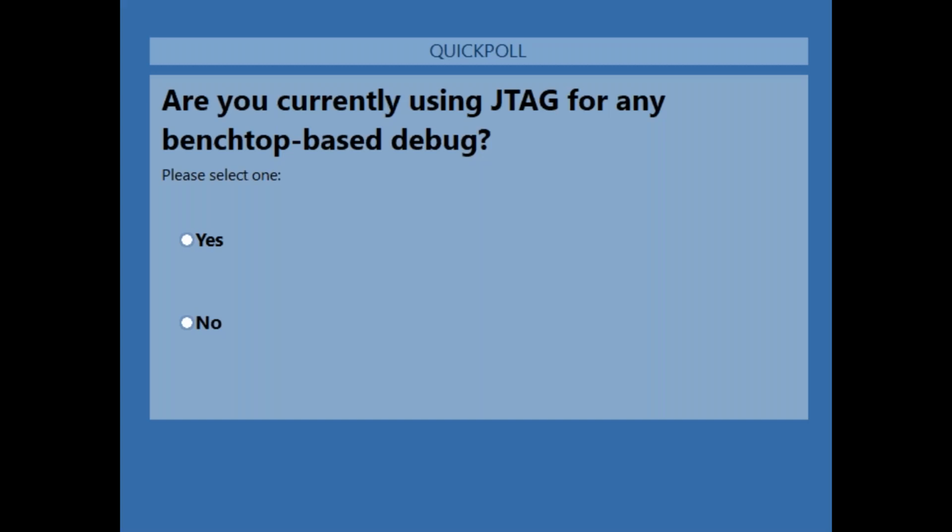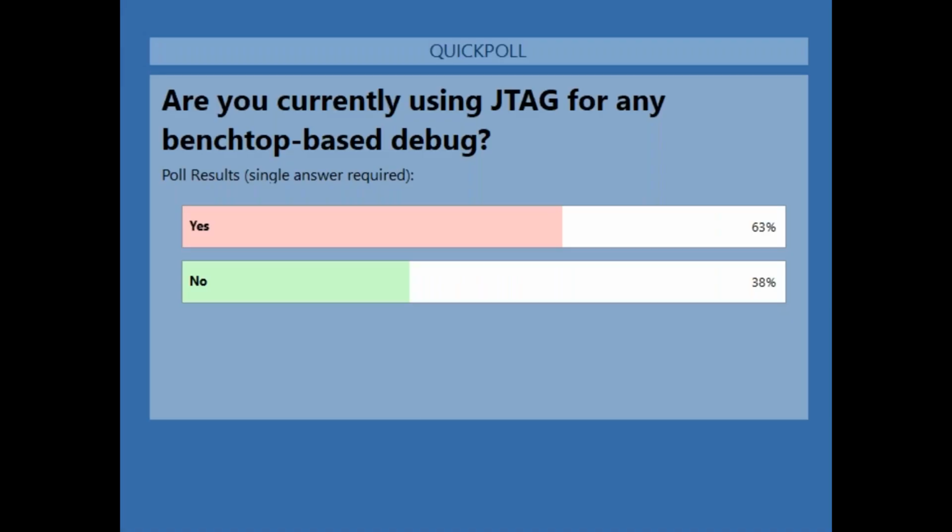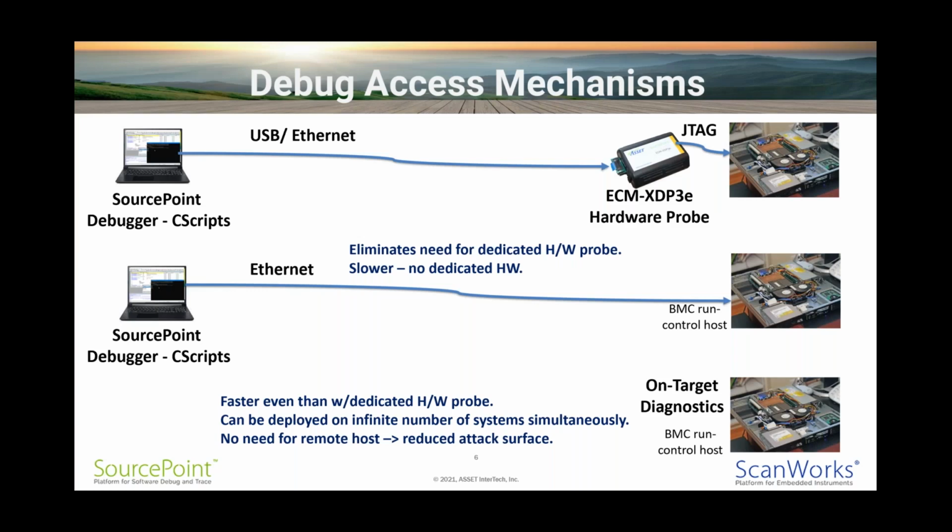It looks like about 2/3 of you have responded. We'll give those of you who have not yet responded a chance to submit your responses now, and we'll close the poll in a minute. We are now closing the poll and sharing the results with you. So 63% of you are currently using JTAG for benchtop-based debug. Back to you, Alan. All right, thank you, Larry.